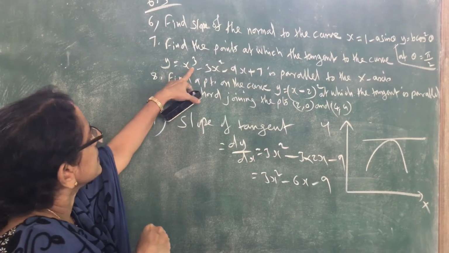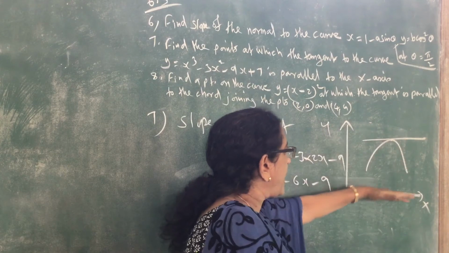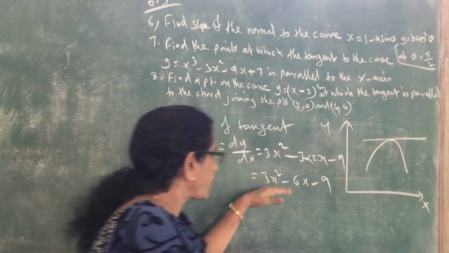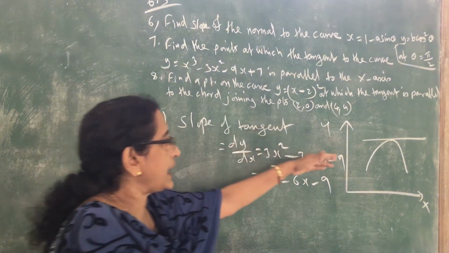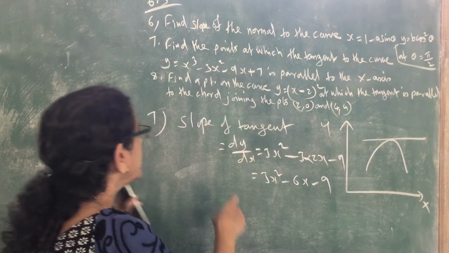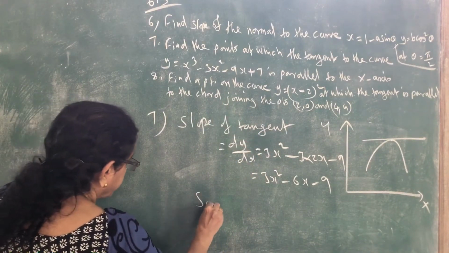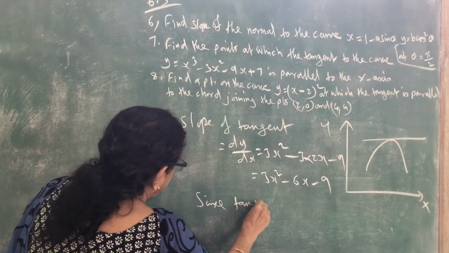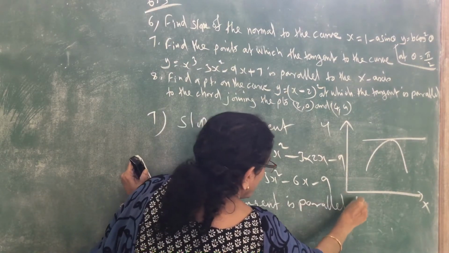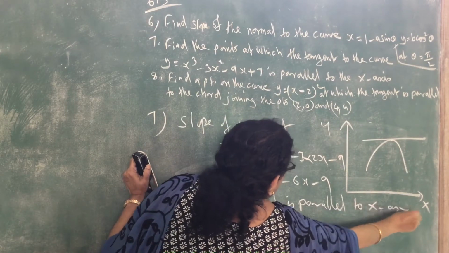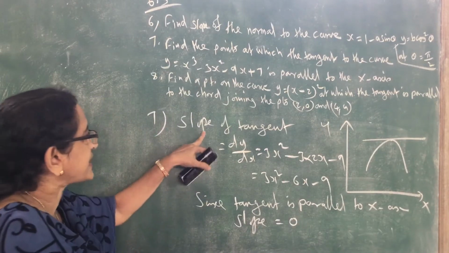Now given that the tangent is parallel to the x-axis, we can equate the slope of the tangent equal to 0. When the tangent is parallel to the x-axis, slope of the tangent becomes 0. So since the tangent is parallel to the x-axis, slope of the tangent equal to 0.